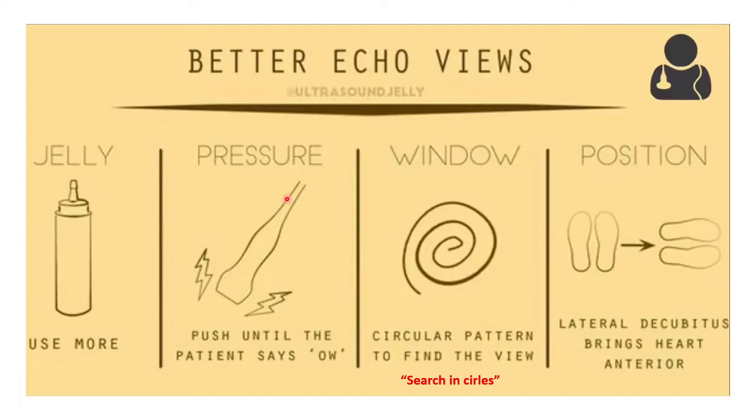There is a general rule for doing echo: we have to use jelly to the maximum, that is, the more jelly, the better. Pressure: you have to apply adequate pressure, until the patient feels pain. The more you press, the better the image you get. But don't give too much pain; a moderate amount of pressure is always required. If you use less pressure, you'll get lower image quality.